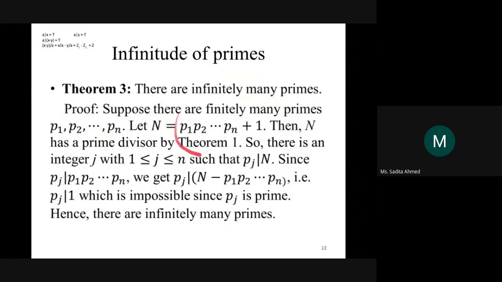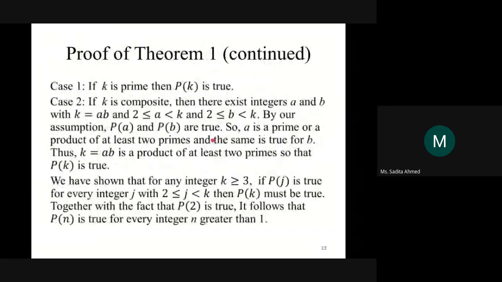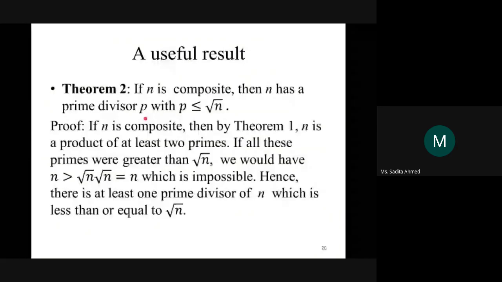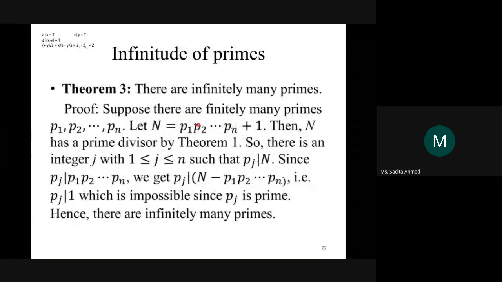Now, if it's a composite, whether it has a prime divisor or not, we'll think about that later, all right? If it's not clear to some of you guys, we'll think about that later. But for now, if it's a composite, based on the theorem of prime factorization, what does it say? It can be expressed as a product of two or more primes. That is, it must have a prime divisor. If it's a composite, it must have a prime divisor, right? Based on the prime factorization theorem, we can say that this composite number should have a prime divisor.